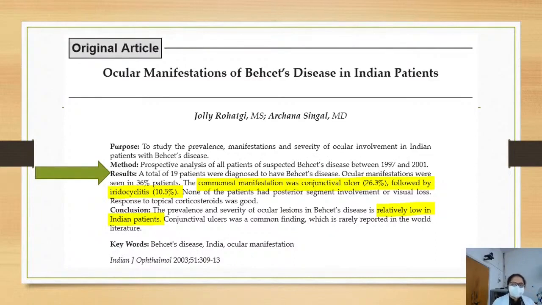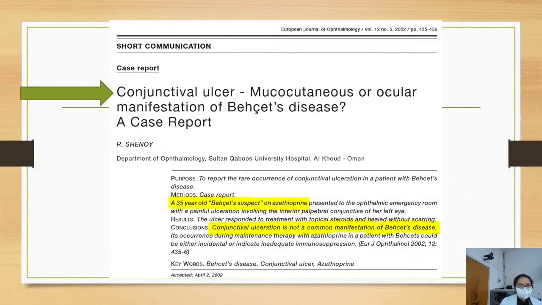Coming to ocular manifestations of Behçet's disease in Indian patients, they studied around 19 patients and found that the common manifestation was conjunctival ulcer followed by iridocyclitis, and the severity of ocular disease is relatively low in Indian patients. This was a study done in Oman.